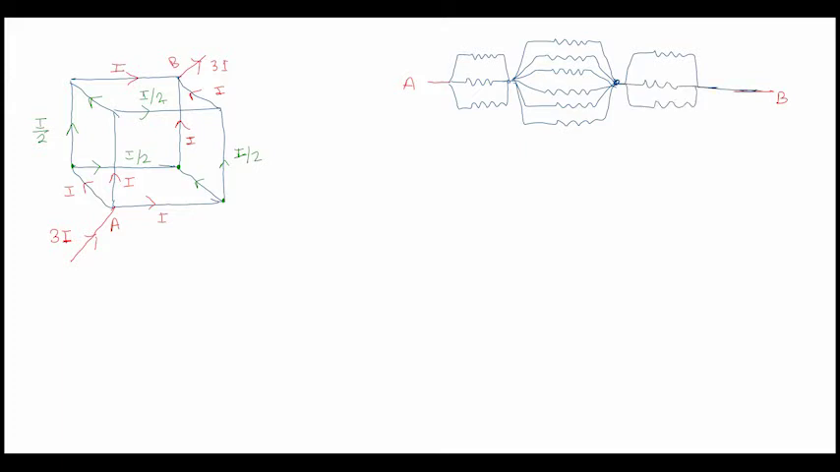So if I solve using this technique, then I can say that the resistance between AB is going to be R by 3 plus R by 6 plus R by 3, that is 2R plus R plus 2R over 6, that is R_AB is equal to 5R by 6. So this is the answer for this one.